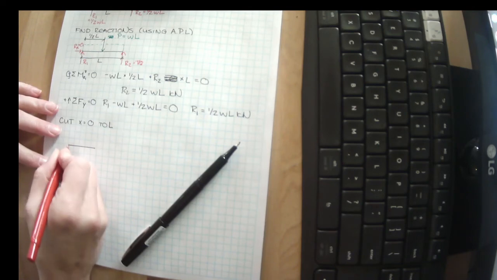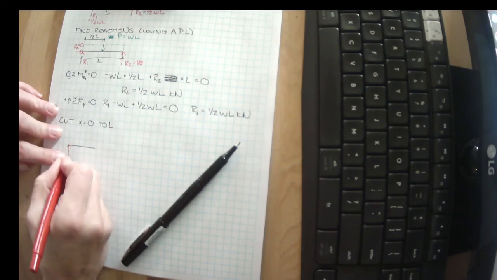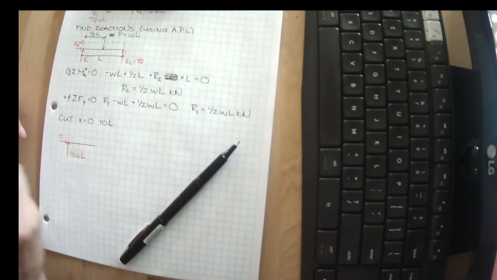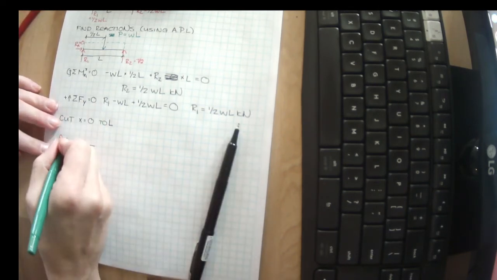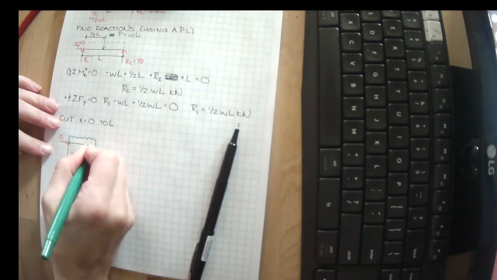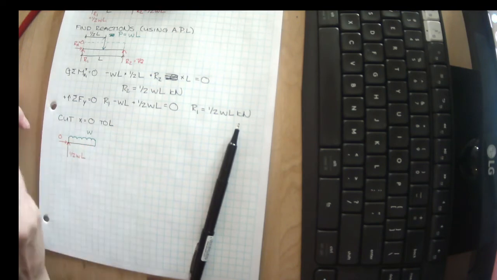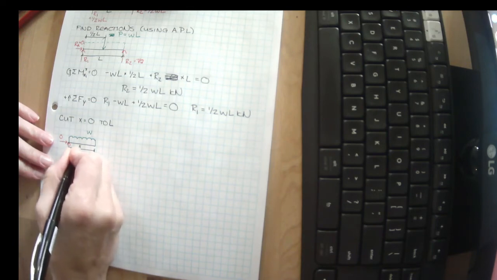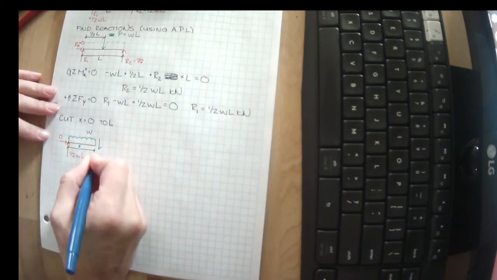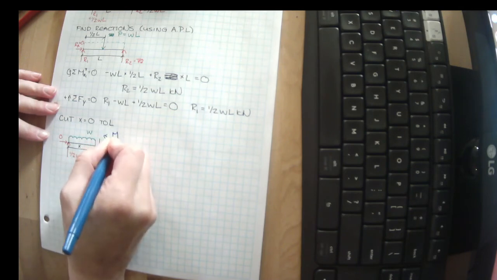We know that we've already figured out what our reaction is. It is 1/2 WL and 0. And we have an applied load of W on this. And we are cutting this at some place x. We don't know where we're cutting it along here, but somewhere along here. And we have internal loads that we don't know what they are, but we have an unknown shear and an unknown moment that are stopping this thing from moving in space. So this is our partial free body diagram.